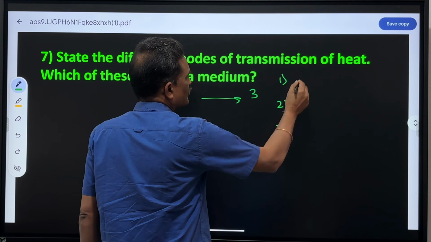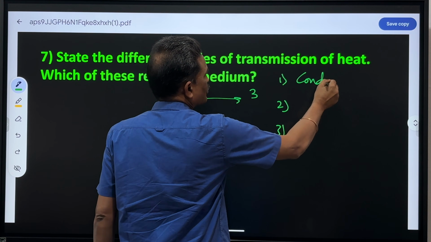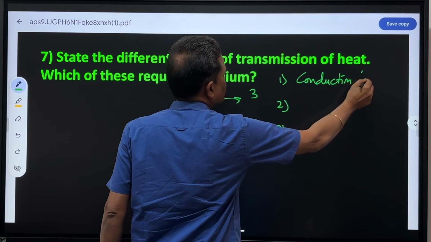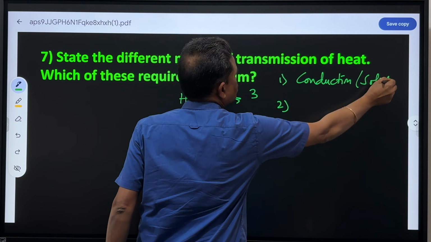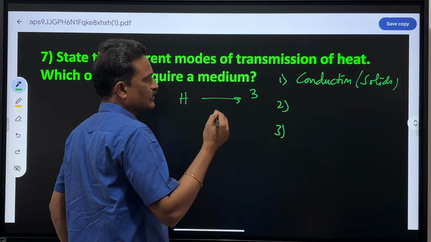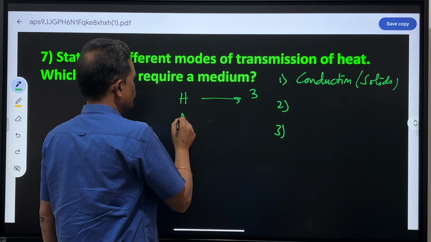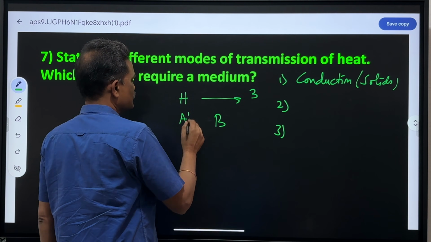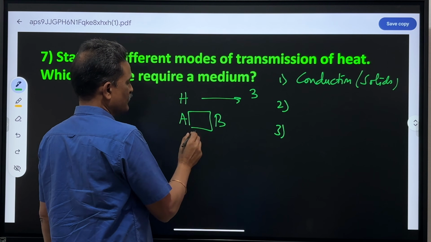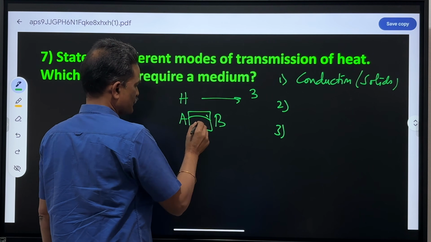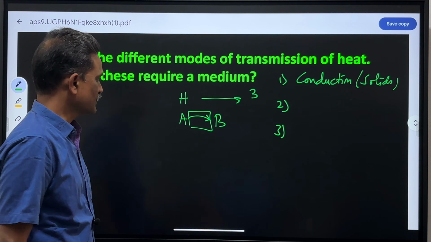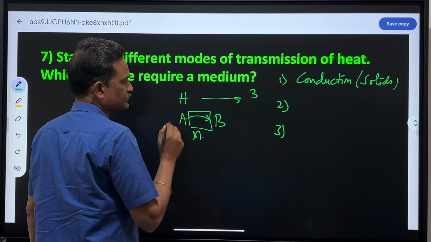One is called conduction. Conduction occurs in solids like metals. A metal rod is placed between point A and point B, or some solid substance is there in between A and B, so that heat goes from A to B. This is conduction. So a medium is required.